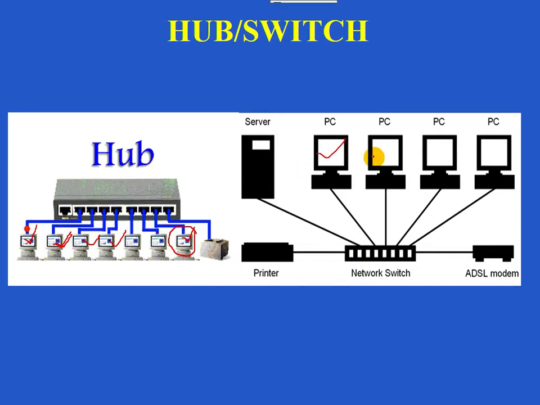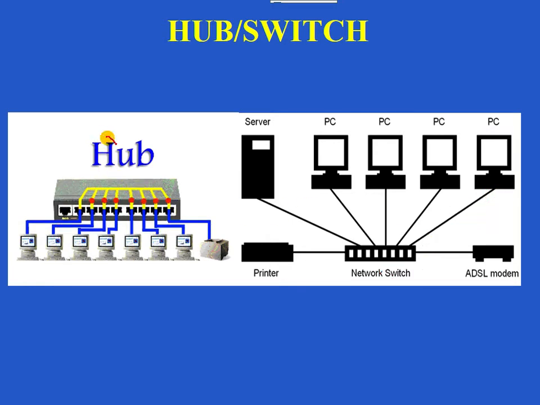Whereas if you make use of a switch to connect multiple computers, and if one computer sends data to another computer, the switch will forward the data only to the desired computer using its IP address. So in the case of a hub, we can say that it is shared bandwidth. Data reaches all the computers, only the desired one will accept the data. Whereas in the case of a switch, it is dedicated bandwidth. Data is forwarded only to the desired computer.